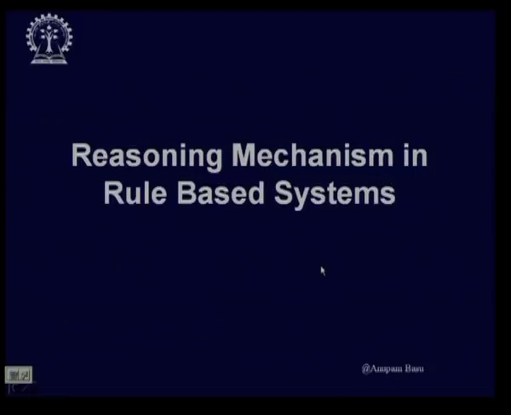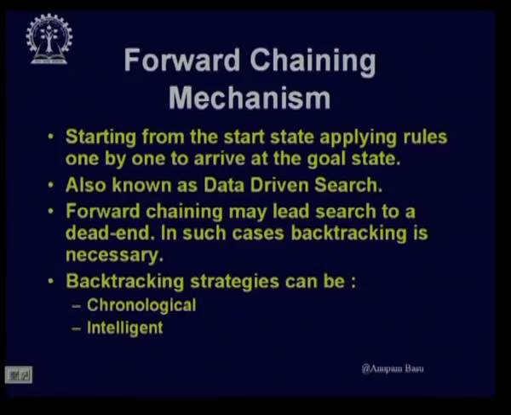Now, we will concentrate on these two reasoning mechanisms that are used in rule based systems. The first one is the forward chaining mechanism, that is the data driven search. We have already explained it, but still let us look at it. Starting from the start state, we apply the rules one by one to arrive at the goal state. As I have said, this is also known as data driven search.